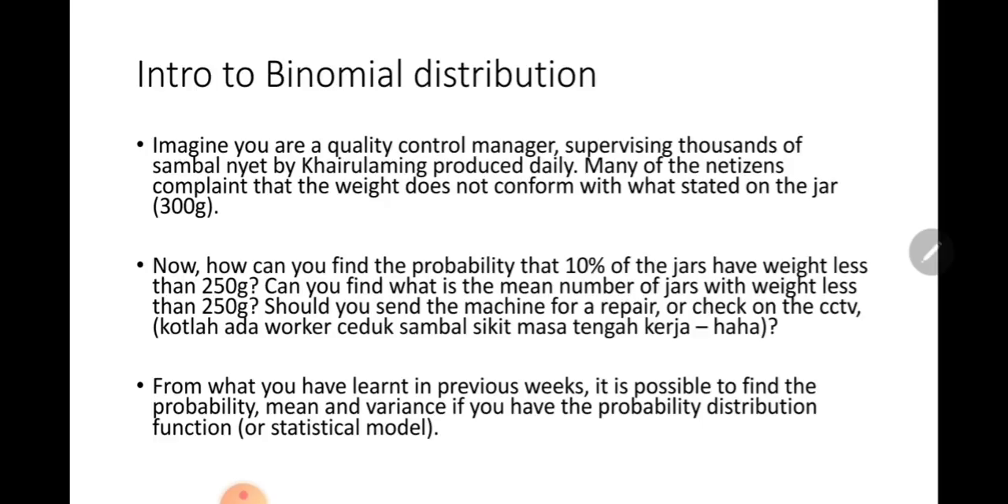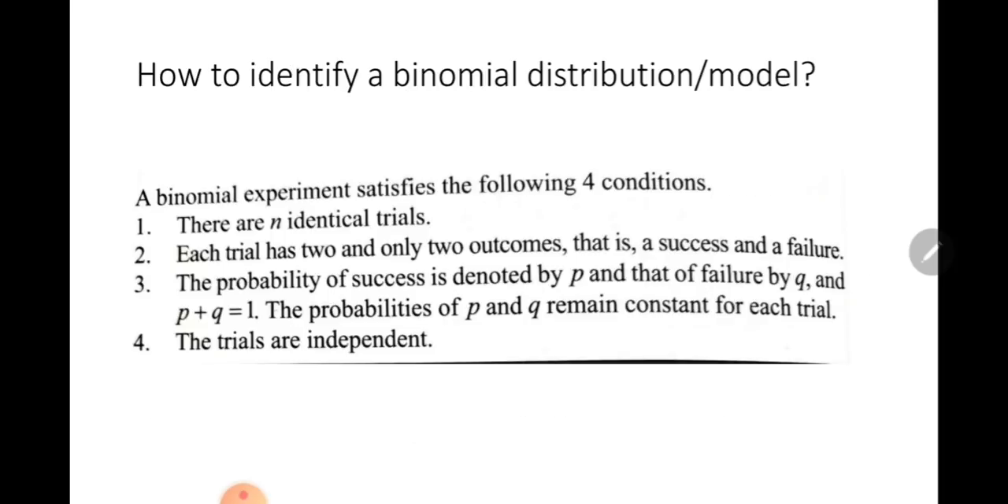Okay. So in statistics, there are many distributions or statistical models that you can explore on your own, but the most common ones, and what we covered in the foundation level, are the binomial and Poisson for discrete. For continuous random variable, we're going to cover normal distribution only. Okay. Alright, so now how do you identify a binomial distribution or model? Okay, so a binomial experiment should satisfy the following four conditions.